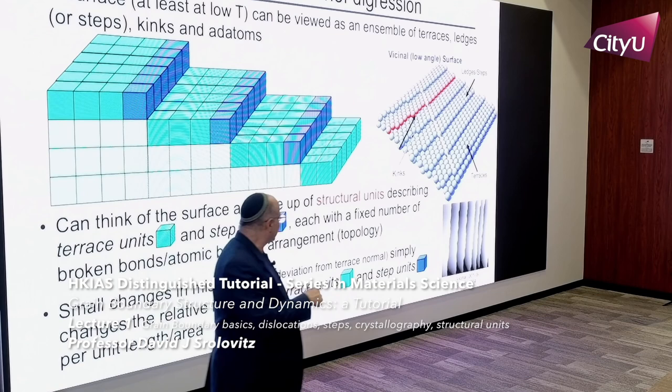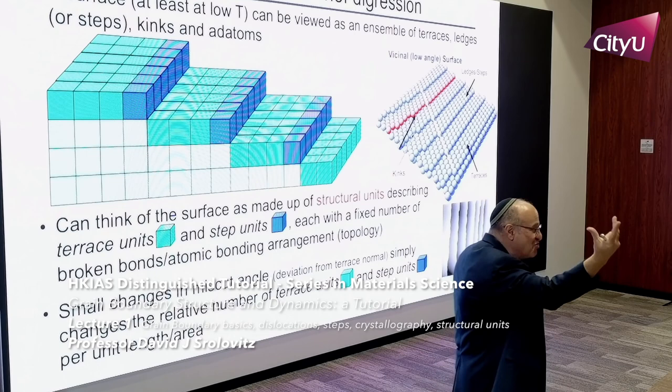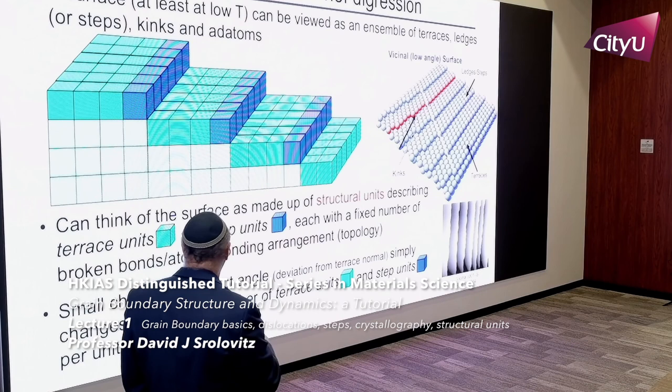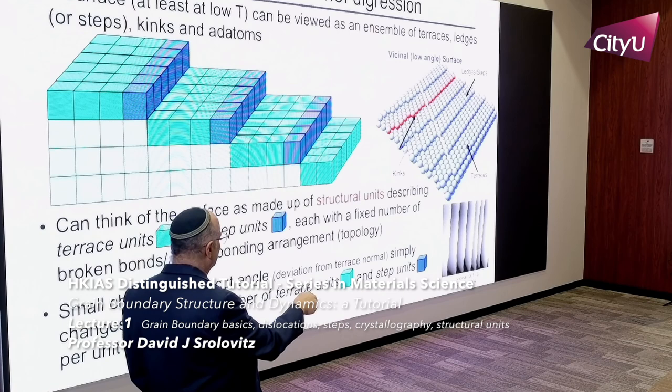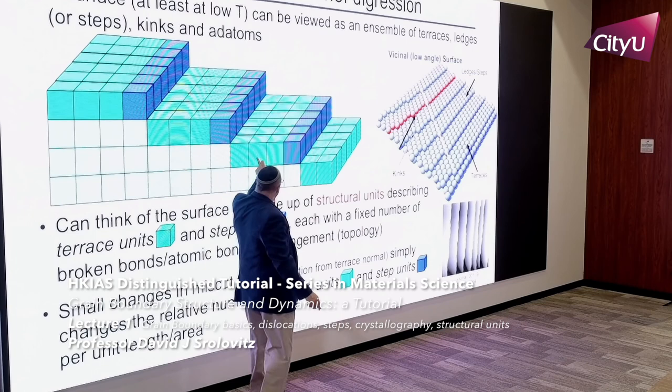This is a very simple version of that, where each block here I can think of as representing some unit of the surface. I can think of the surface as being made up of structural units of two types. I'm ignoring kinks for now, just to make my life a little easier. If I look at this surface, I have these kinds of units, and I have this kind of unit.